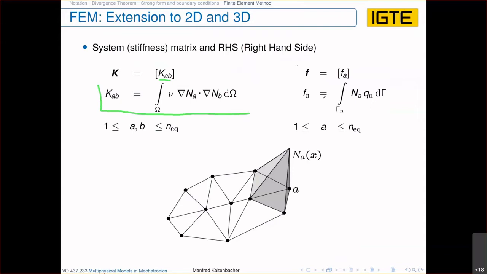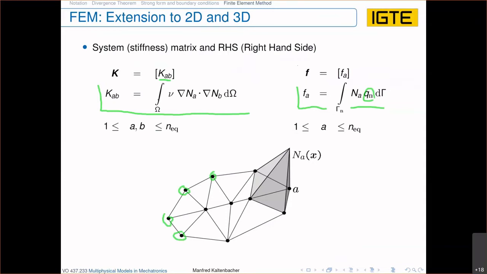Even simpler is the right-hand side. Each entry of the right-hand side is as shown here. We have to integrate over the Neumann boundary, where we have a prescribed flux, and scale it with the basis function N_A. We have to do that for all nodes, for example this node, and so on, all the nodes where we have a flux q_n different from 0 and belonging to the Neumann boundary.